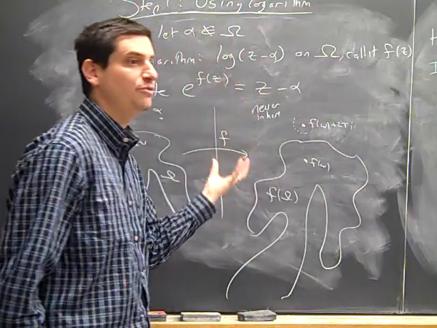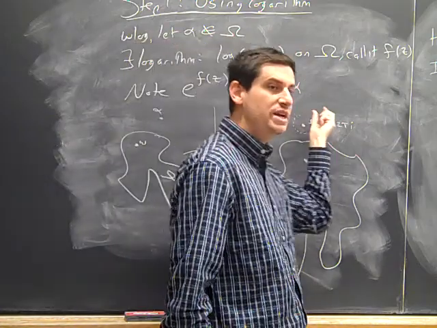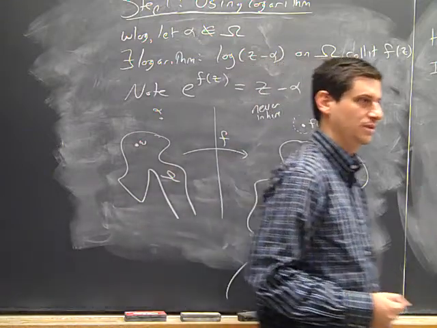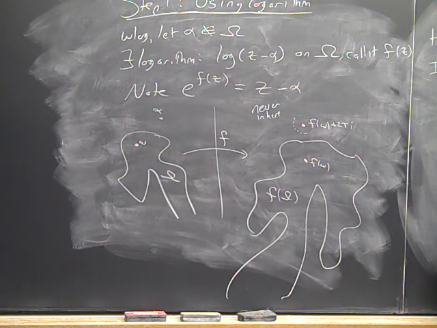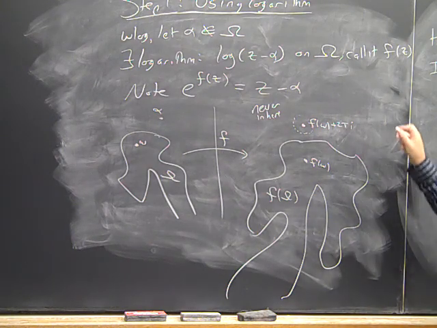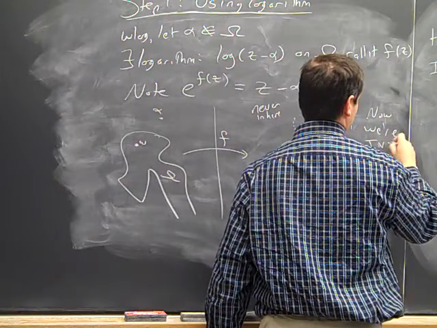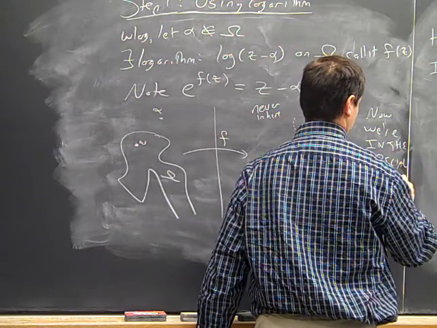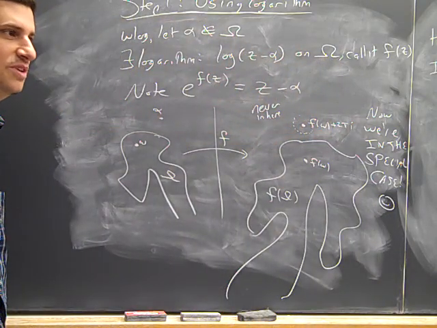So this is an idea you've seen before in other classes: reduce to the special case. The special case was omitting a disk. If you omit a disk, it's trivial; use the 1 over function. The difficulty is taking the general case and getting to the situation where you can use the special case. That's what I wanted to emphasize. Now we know how to finish step 1. Now we're in the special case, so we're happy. Step 1 of 3 is done.